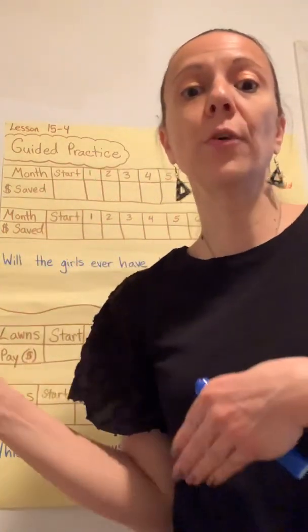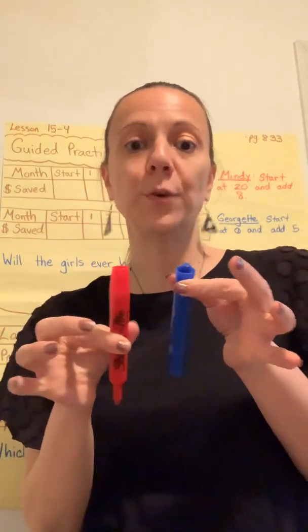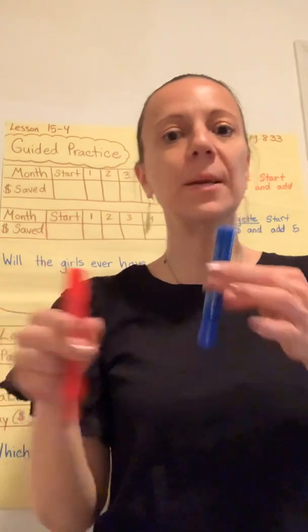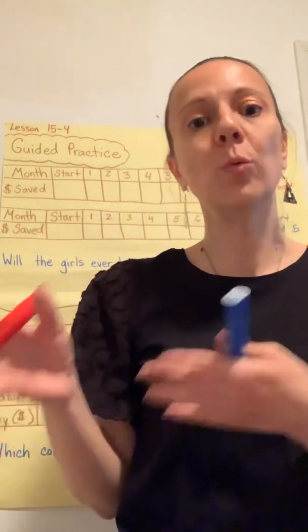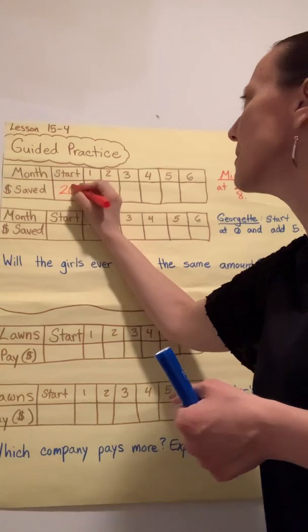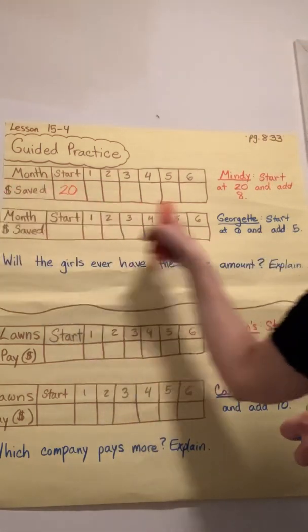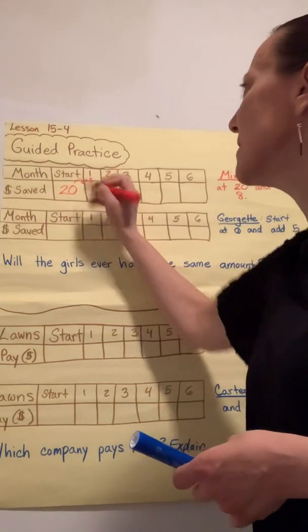So I'm just going to follow the rule first to fill in the pattern. By the way, I'm using 2 different colors. If you have that capability, you might want to do that in your work as well, just to keep the 2 separate, because when we put them on the grid, we want to clearly see which line goes with which chart. So Mindy, I'm doing in red, and she is starting at $20. You can put the $ sign, you don't need to because I've put the unit here. I'm going to add 8 each time. So here I'm just going to be doing a plus 8 pattern.